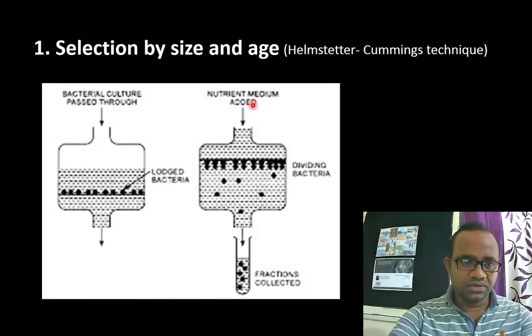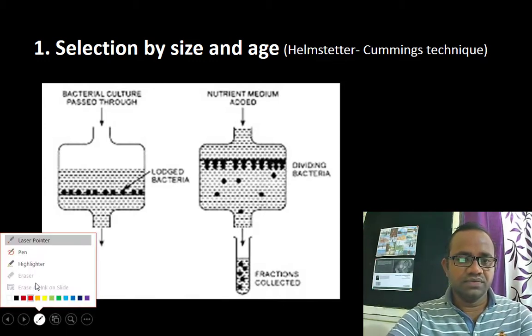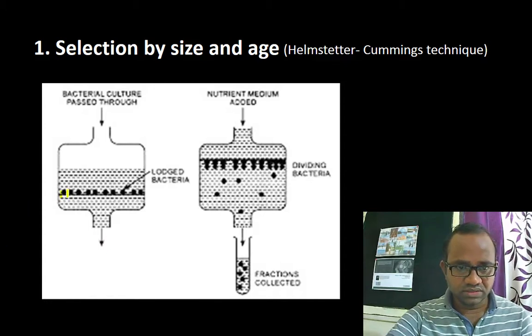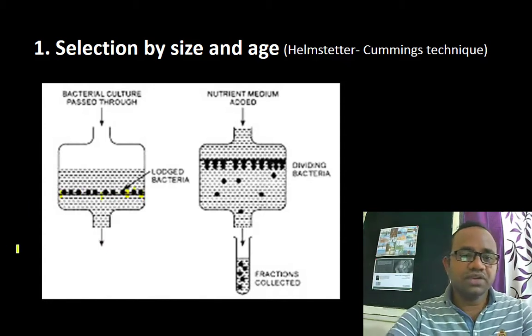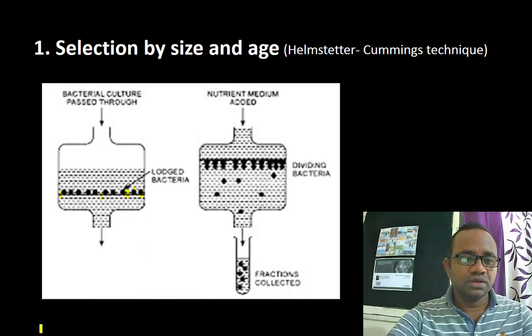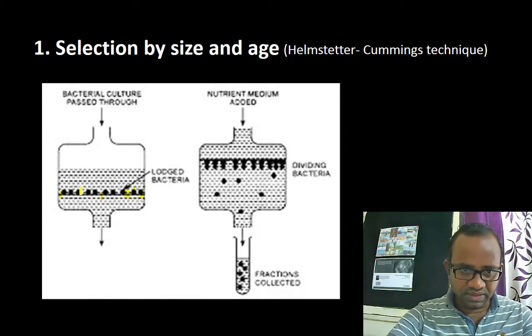This particular apparatus here, you can see, is called the Helmstetter-Cummings apparatus, right? It is actually a rectangular box which has an opening. Here you can see a membrane, which is actually a filter. In this filter, what happens? The smaller bacteria can pass through this filter, and the larger bacteria get attached to this membrane here.